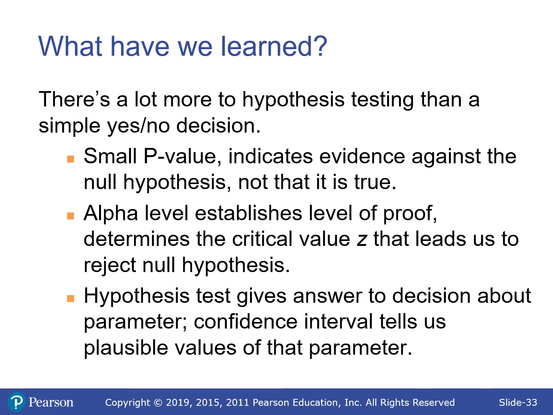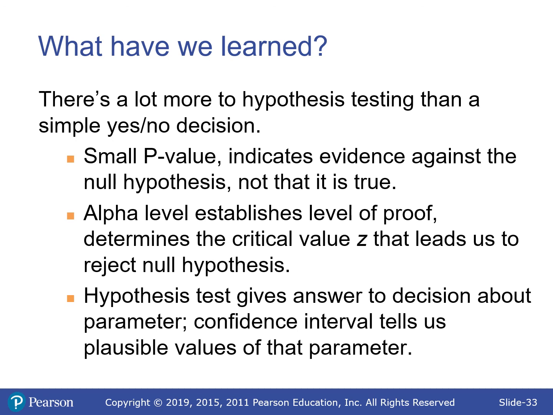So what have we learned? There's a lot more to hypothesis testing than simple yes or no. A small p-value indicates evidence against the null hypothesis, not that it's true. A lot of people switch that up. They're like, oh, the p-value is super small, so the null hypothesis is true. Nope, other way around. Alpha level establishes the level of proof, which we could take to the z-value, and then we would just find the z-value instead of the p-value and compare that. We generally don't usually do that anymore, but it's the same basic idea.